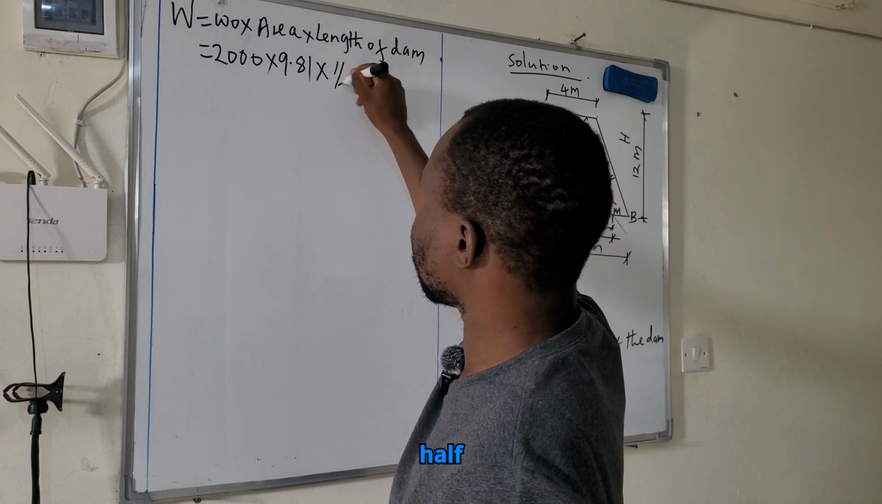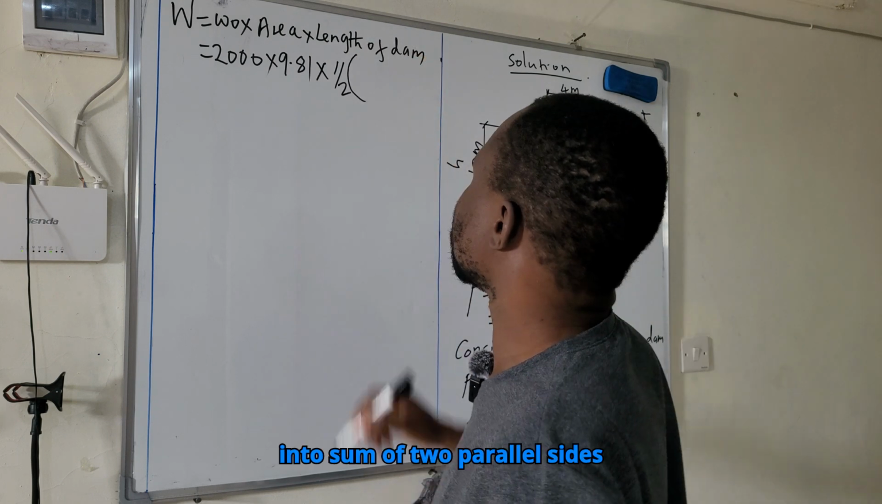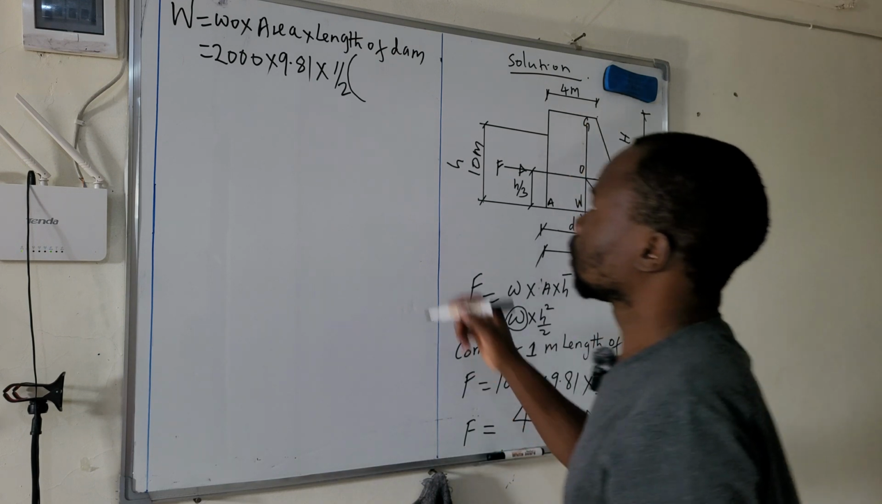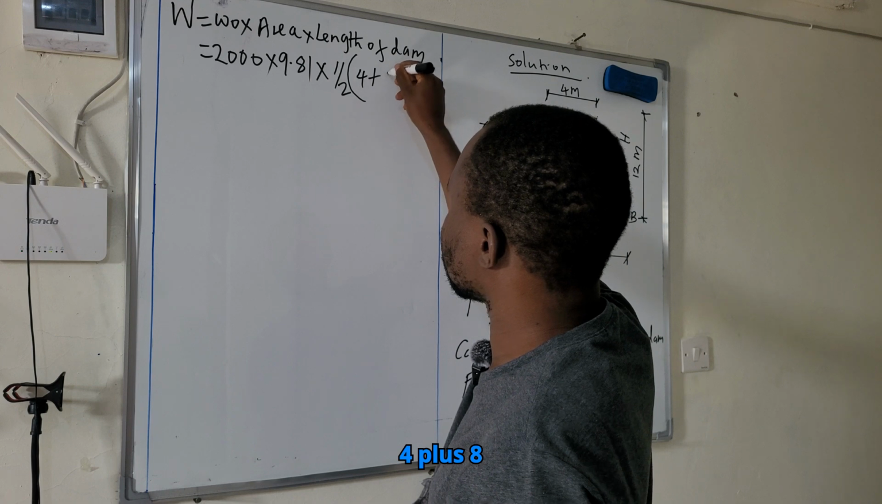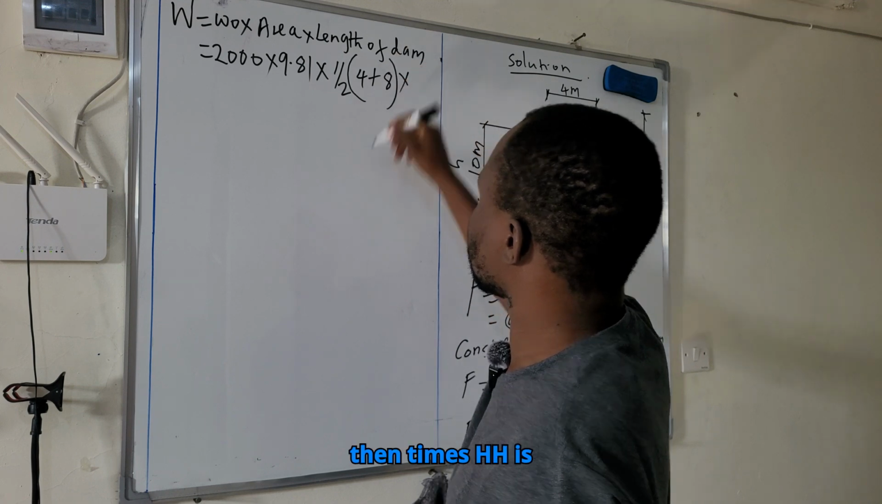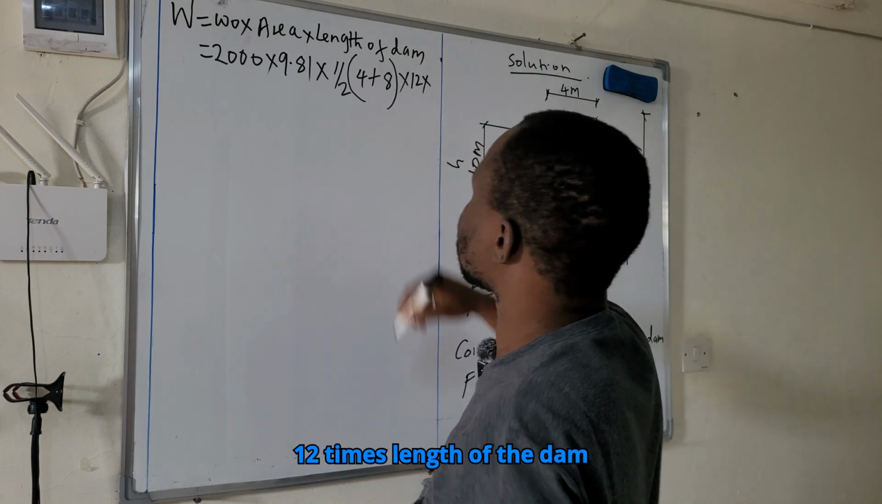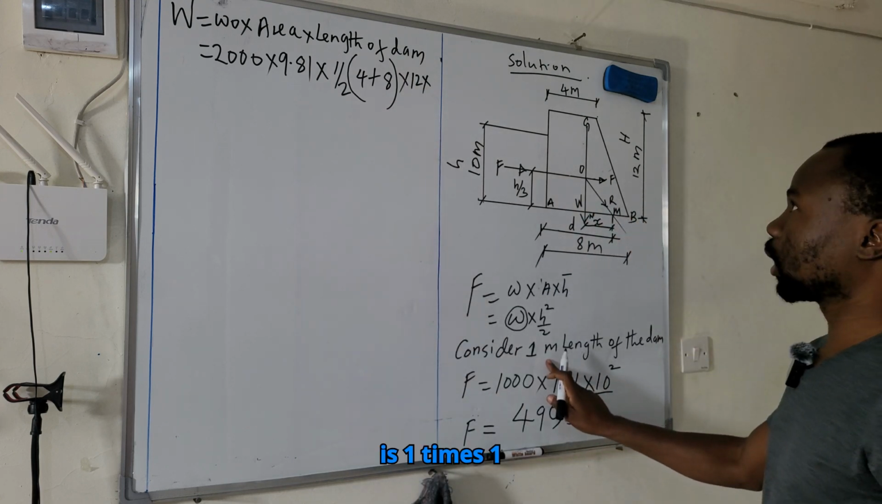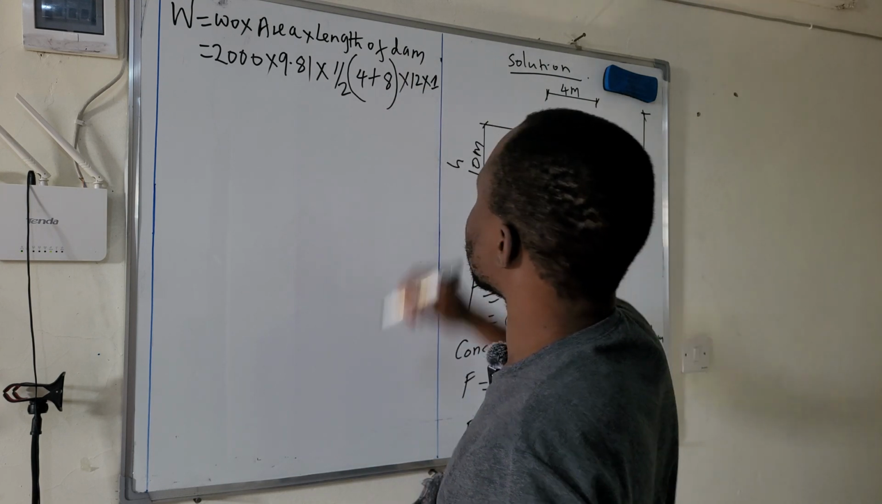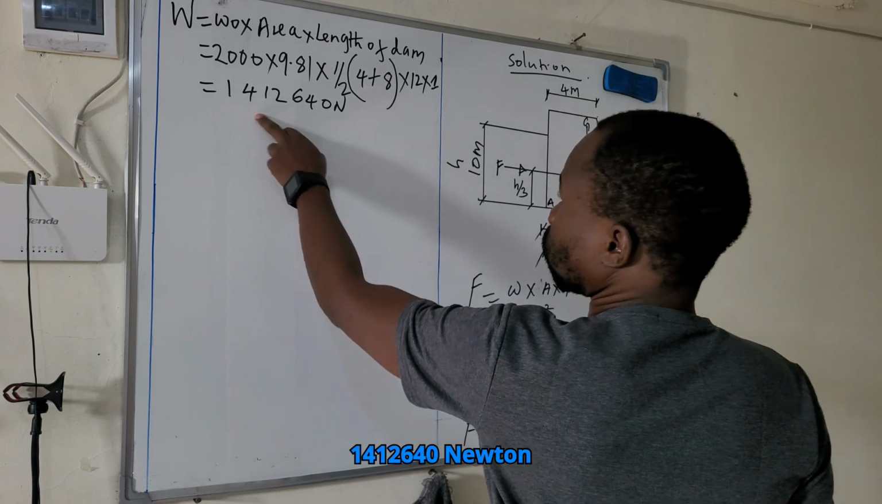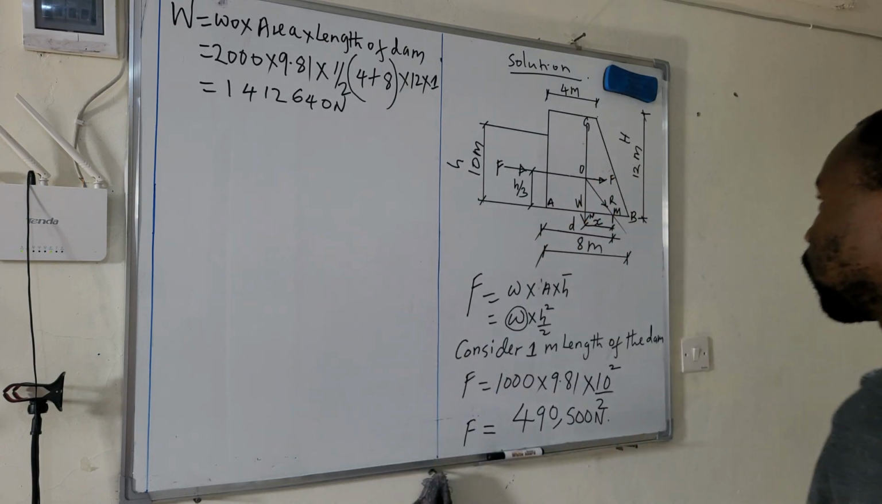Area of the dam is a half into the sum of two parallel sides, that is 4 plus 8, then times H. H is 12 meters, times length of the dam, which is 1. Then you punch your calculator to obtain the answer. So the answer is 1412.640 Newton.